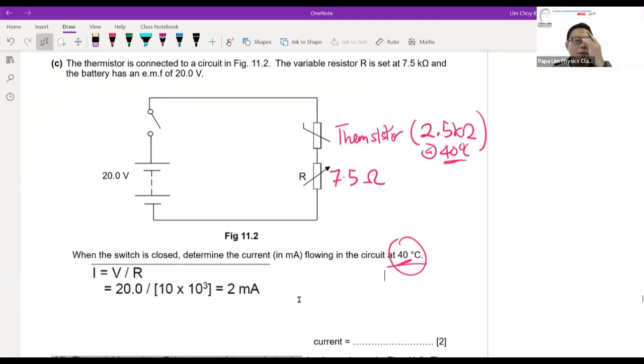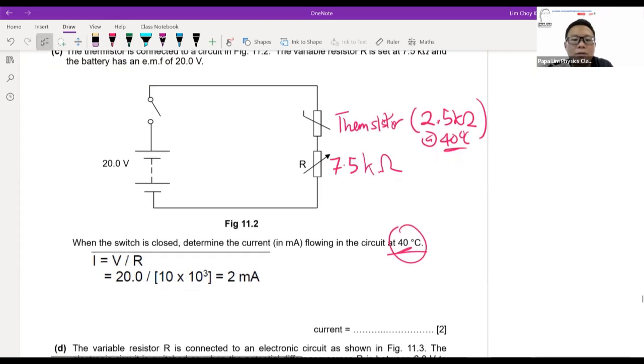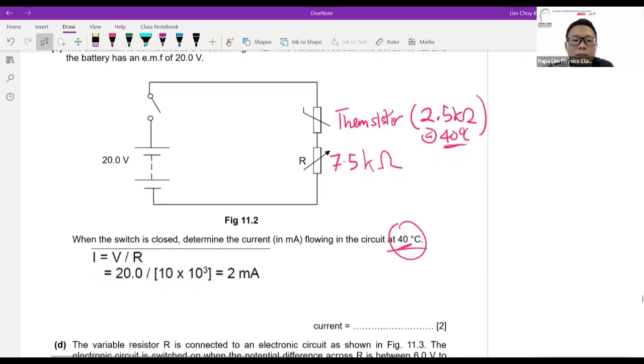Now, I made a mistake here. It should not be 7.5 ohm. It should be 7.5 kilo ohm. The question asks for current, so it will be easier to use the V equals IR formula. But remember, I'm using total voltage, the EMF, the total PD. The resistance I need to use should be the total resistance across here.